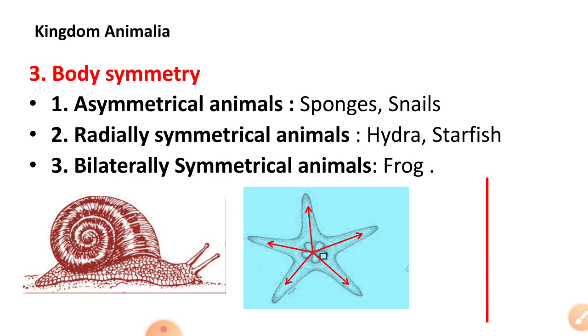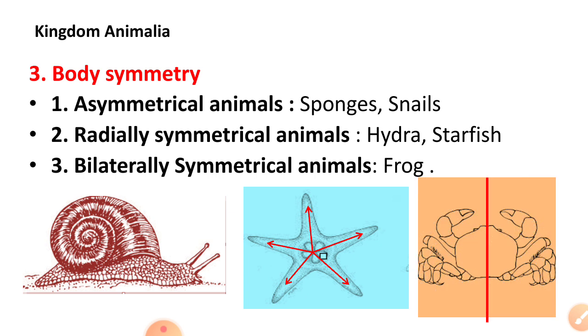In this type of animal body, we can bisect the organism into two equal parts by a median or vertical plane. The two halves are identical. This type of symmetry is called bilateral symmetry, and bilaterally symmetrical animals are found in fish, frogs, or any higher organisms having bilateral symmetry in their body pattern. This is about body symmetry. There are three body symmetries: asymmetric animals, radial symmetric animals, and bilateral symmetrical animals.